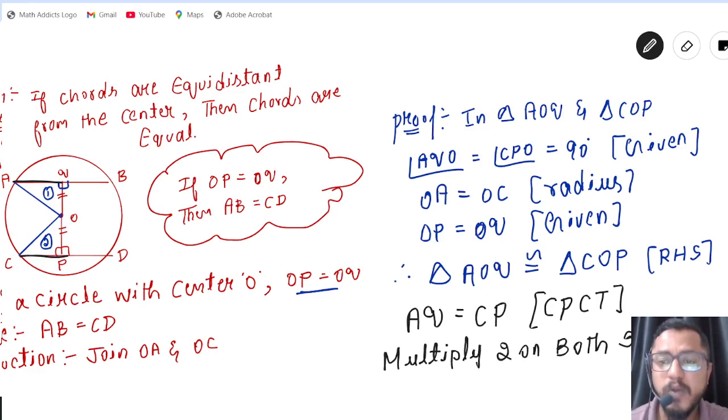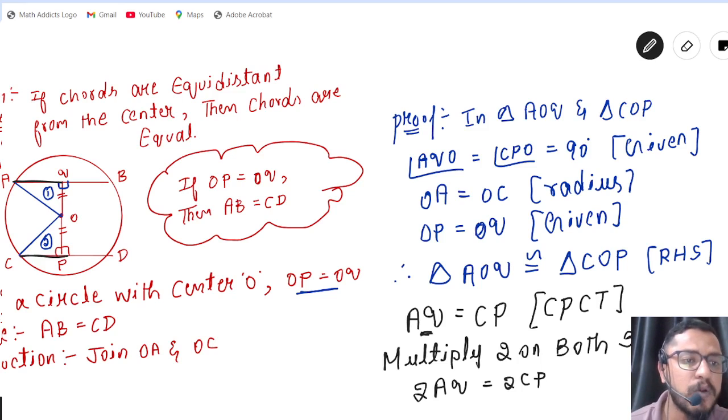You should know the concept. Don't just memorize multiplying by 2 on both sides. You should know why you are multiplying by 2. From AQ, if you want to get AB, we know AB is twice the length of AQ. So multiply by 2 on both sides: 2 times AQ is equal to 2 times CP. 2 times AQ is nothing but AB. 2 times CP is nothing but CD.